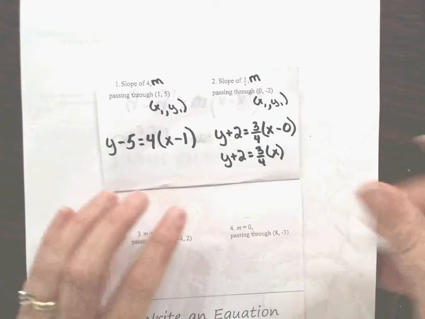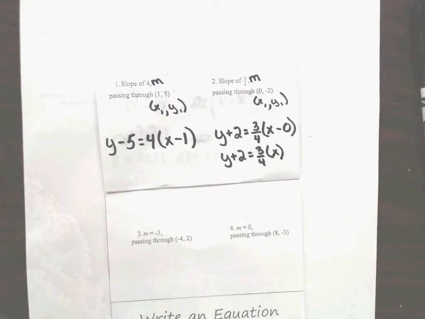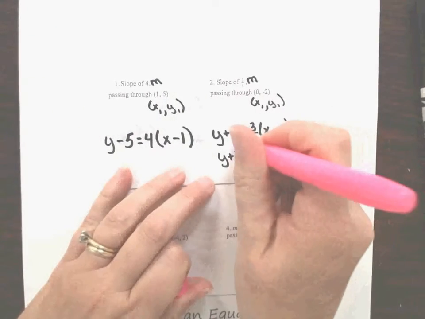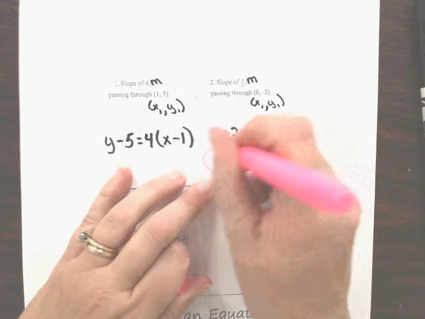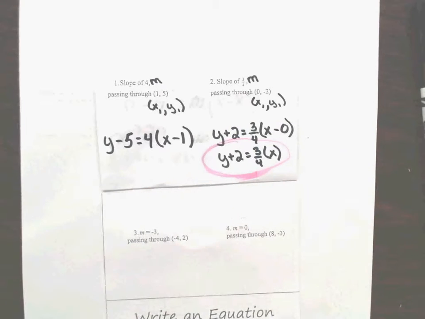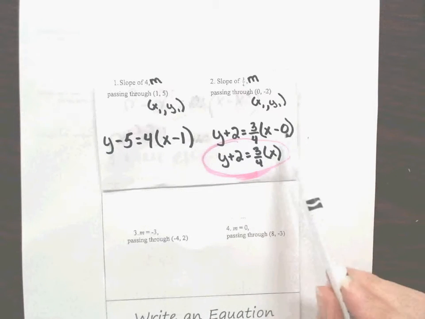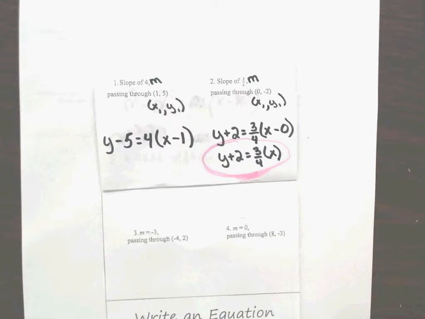If you are going to type this in MyMathLab, you need to type that second one in. What's that say? I can't see that. What part? Or you circle. That's the equation without the 0, because if I add or subtract 0, it doesn't change your values. y plus 2 equals 3/4 x.